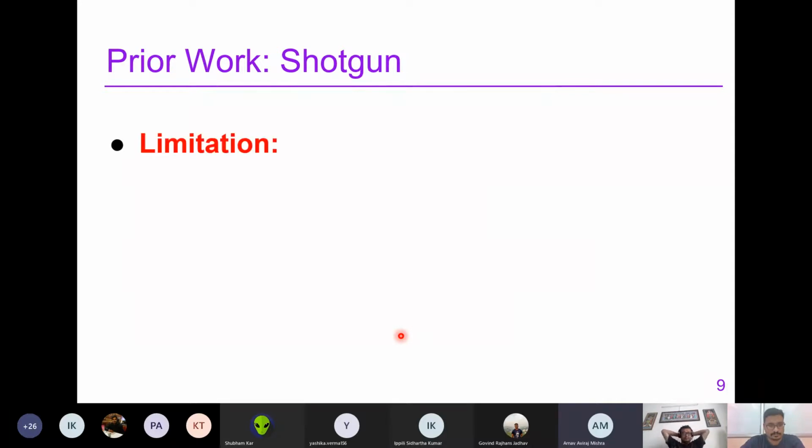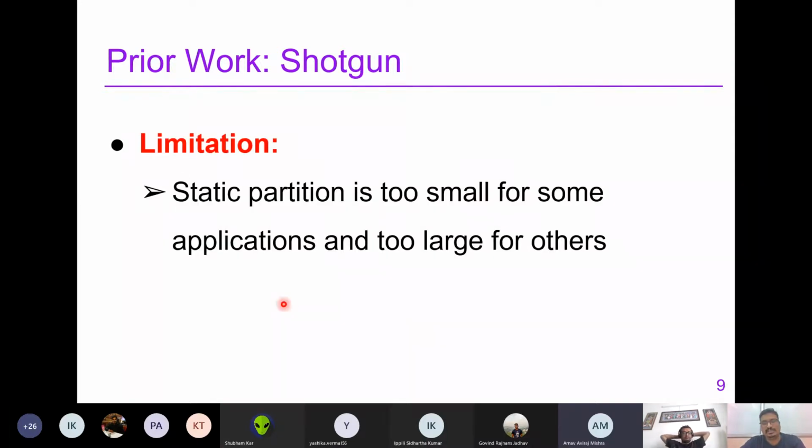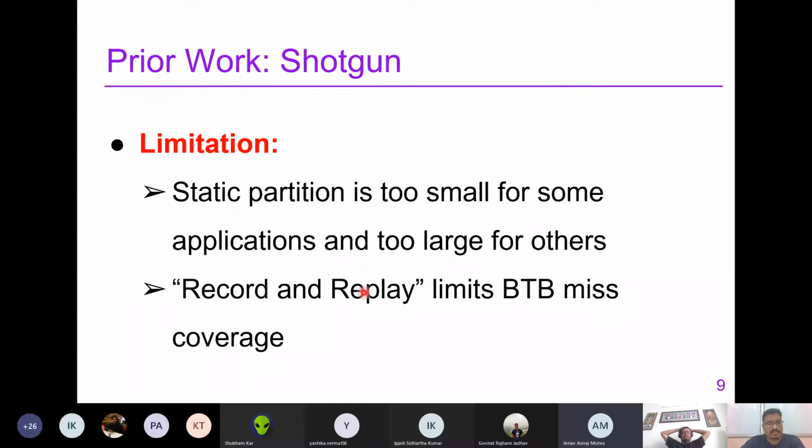The limitation of Shotgun is that, since it uses static partitioning, the partition will be too small for some applications or too large for others. Either they waste very useful BTB entries if the partition is too large, or they thrash each other. And again, Shotgun also uses record and replay.